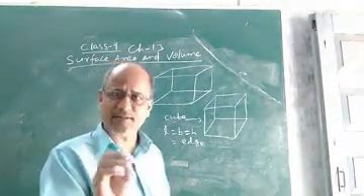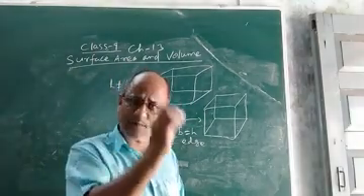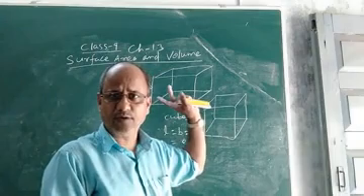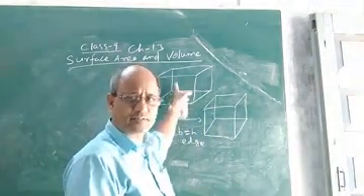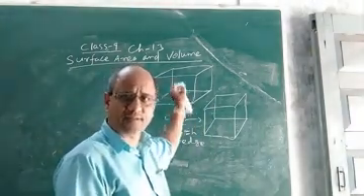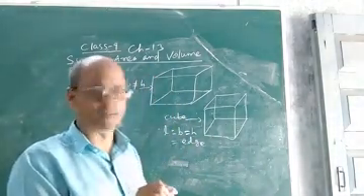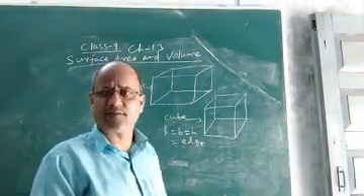Total surface area means the sum of the area of all the plane surfaces present in a cuboid as well as a cube. In case of a cuboid, each surface is a rectangle. Find the area of each rectangle and add the area of all the 6 rectangular faces. You will get the total surface area of the cuboid.